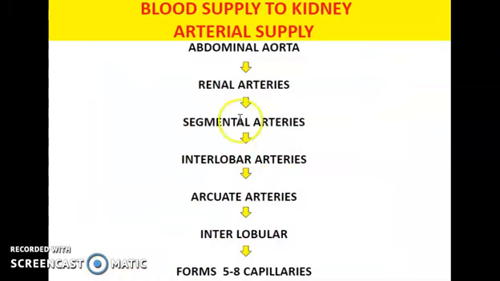So we have seen from the abdominal aorta, the renal arteries, then the segmental arteries, then the interlobar arteries, then the arc forming artery, that was the arcuate arteries, then interlobular arteries, and from there it forms the capillaries, and which are then the end arteries.